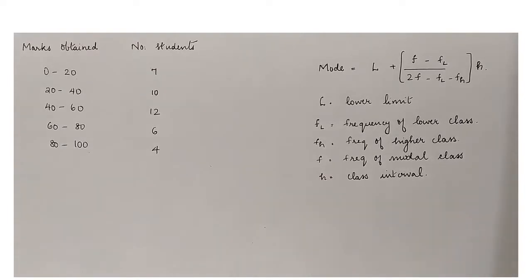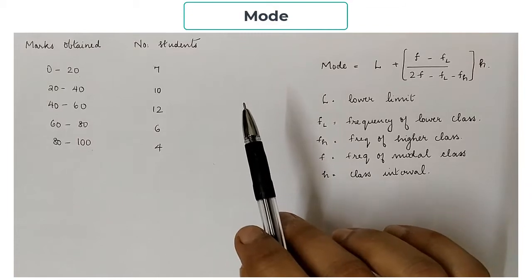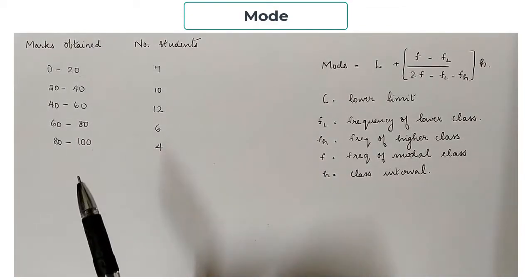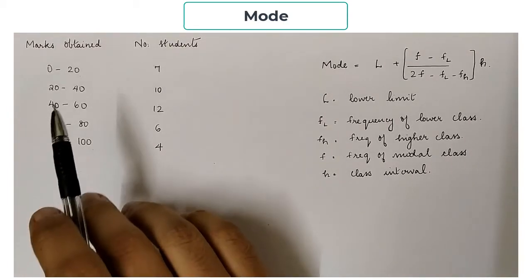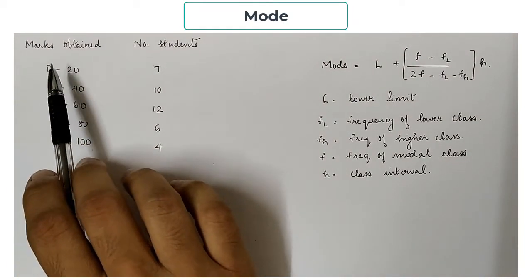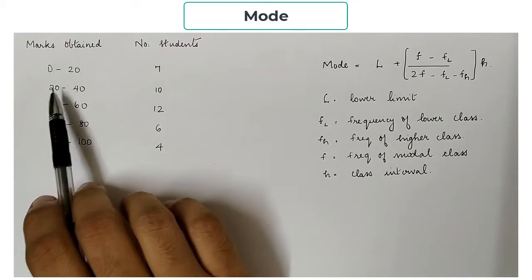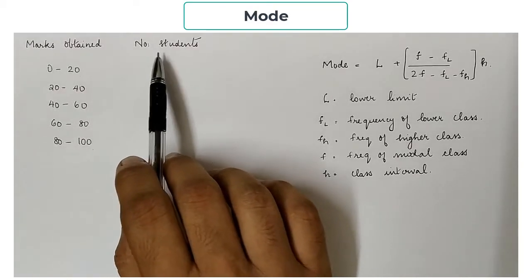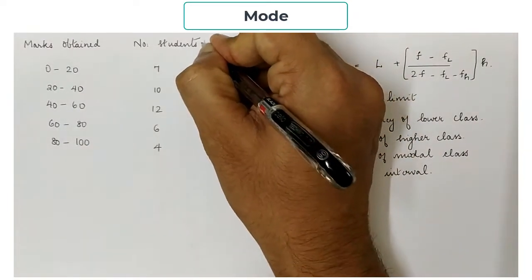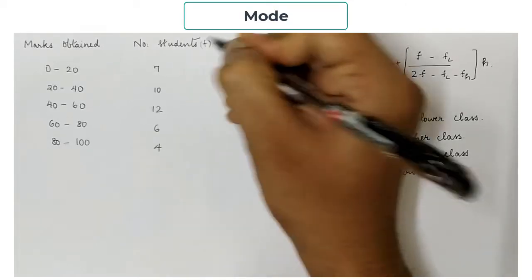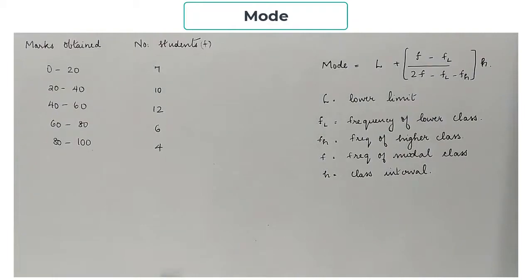Hello students, in today's session we will be trying to understand the mode of a given data set. Now in this particular data set you can see that there is a range of marks, between 0 to 20, 20 to 40 and so on, and you have the frequency. So frequency is given as 7, 10, 12, 6 and 4.